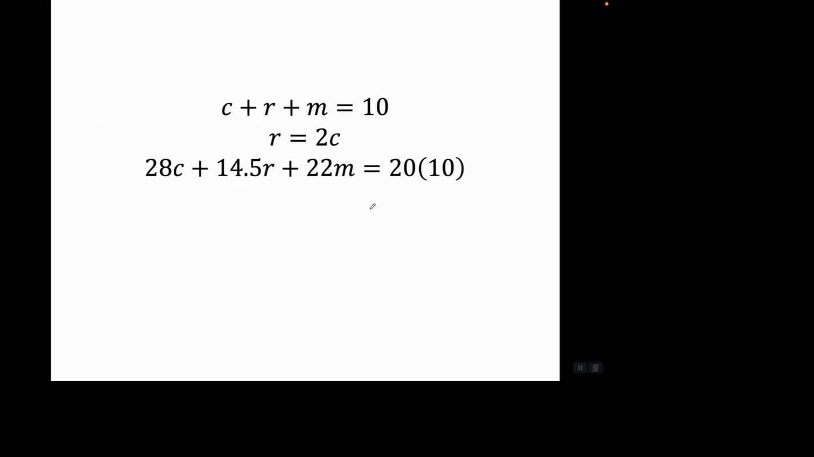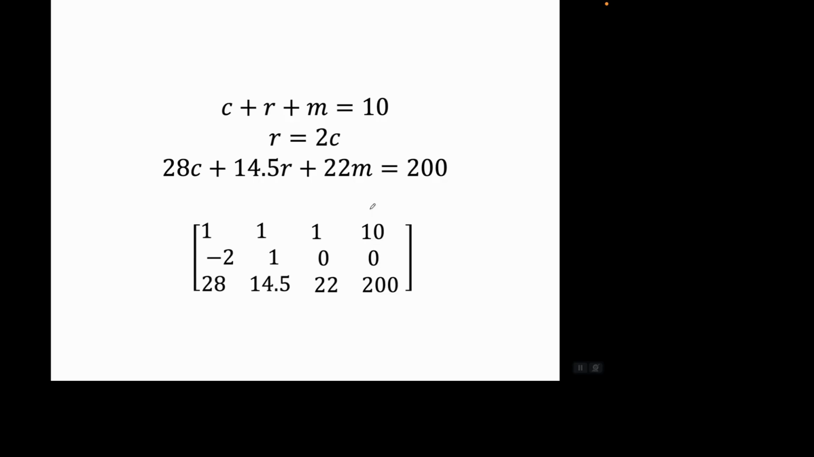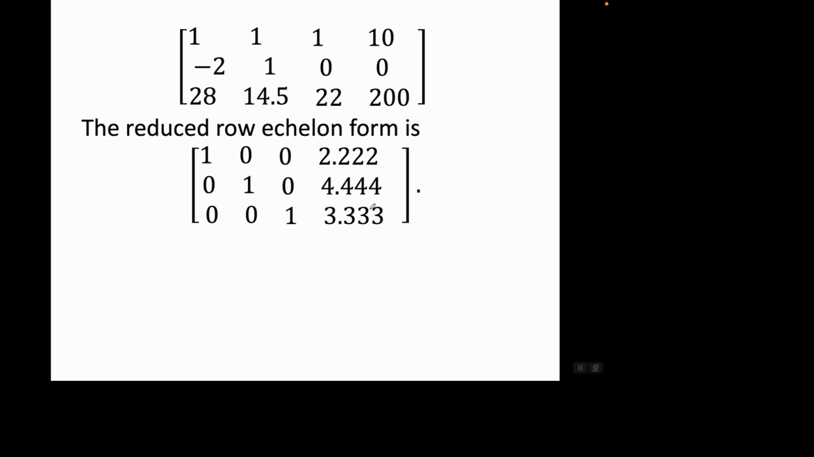So we end up with these 3 equations. Let's simplify it. 20 times 10 is 200. Let's get everything on one side except the constants. There's our matrix, our augmented matrix. When we get this in reduced echelon form, we end up with that.